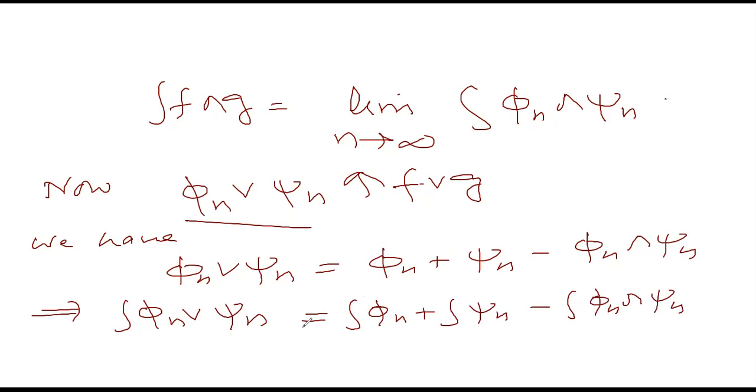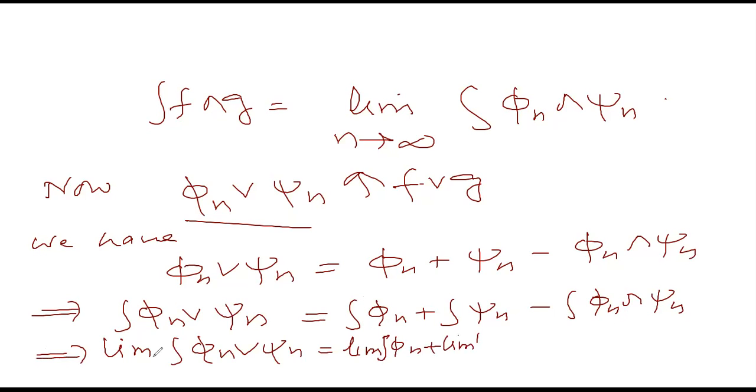Now let's apply the limit. This limit is finite. This limit is finite. This is also finite. So this implies the limit of phi n join psi n is equal to these limits: limit of integral of phi n plus limit of integral of psi n minus limit of integral of phi n meet psi n. And all are finite, therefore this is less than infinity.